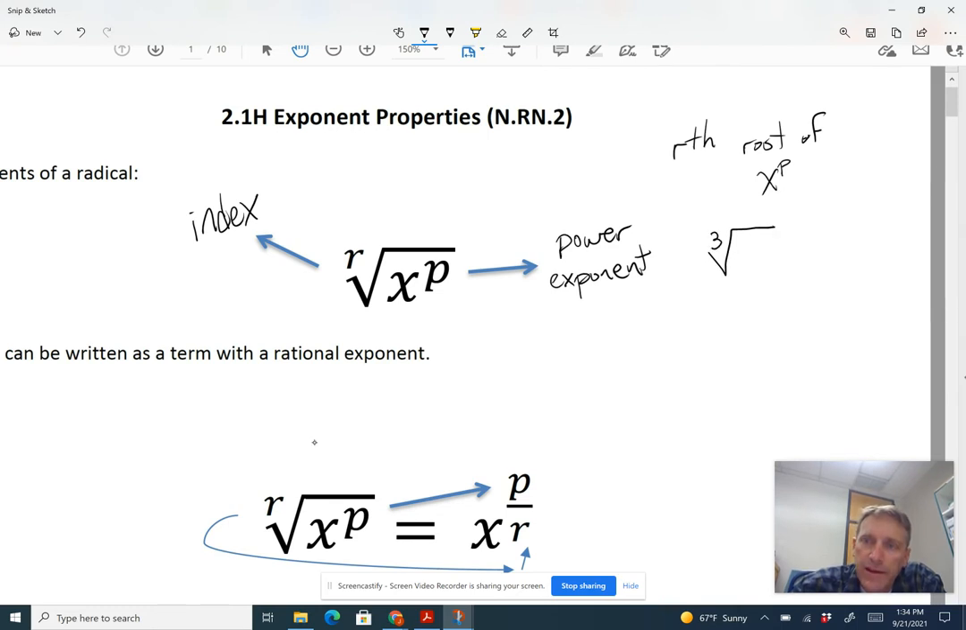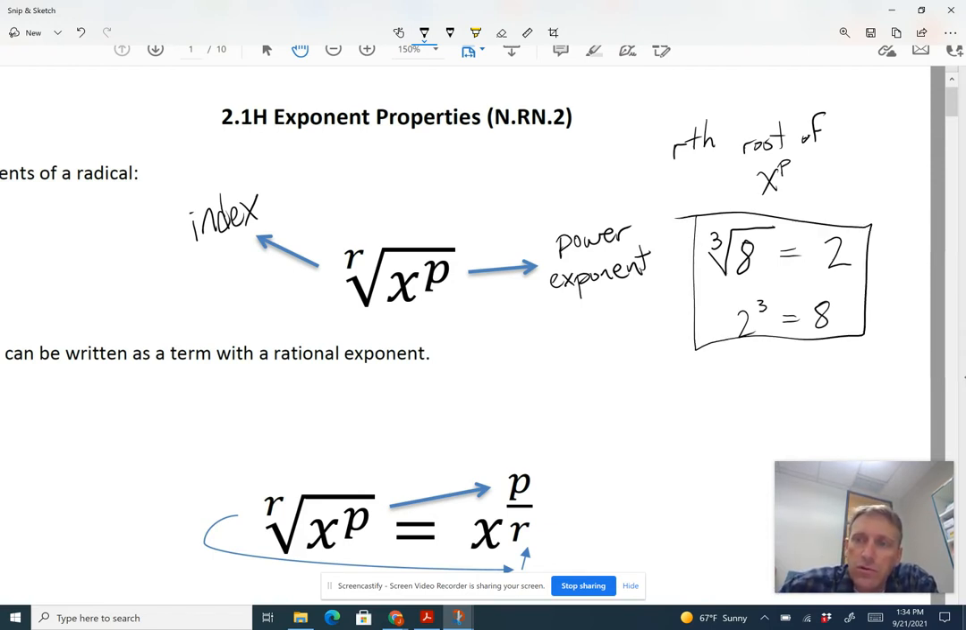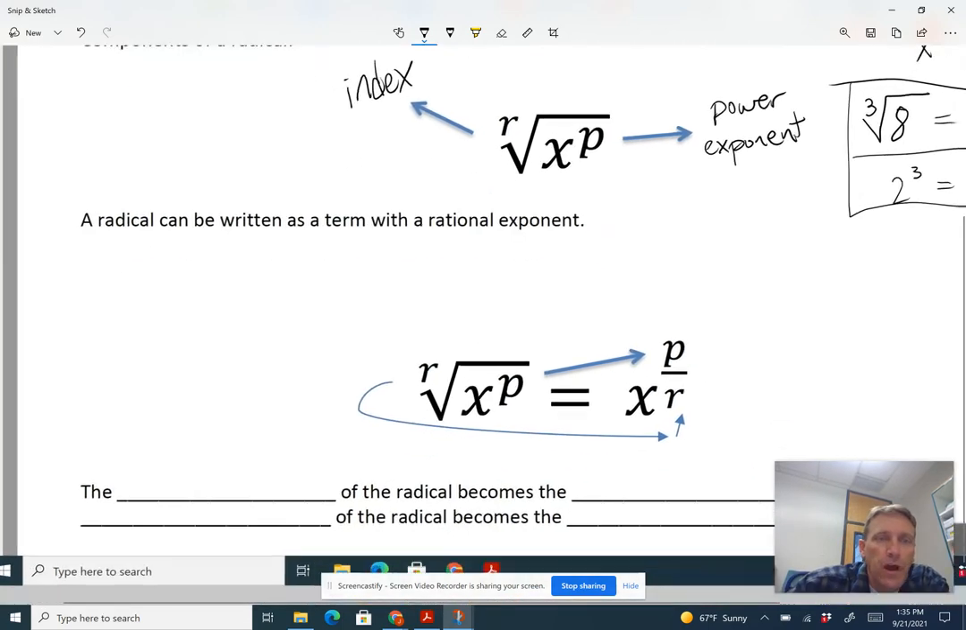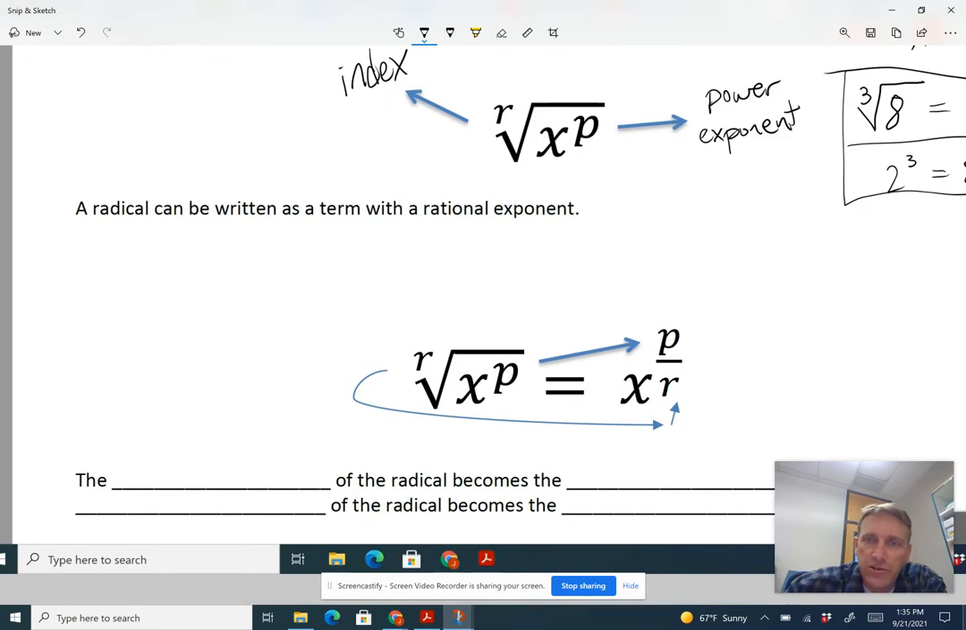So if we have 3 as an index, let's say that's the third root of 8, and it asks the question, what number multiplied by itself 3 times gives us 8, and that is equal to 2 because 2 cubed, 2 times 2 times 2 equals 8. And so the third root of 8, or this is also called the cubic root of 8, is equal to 2.